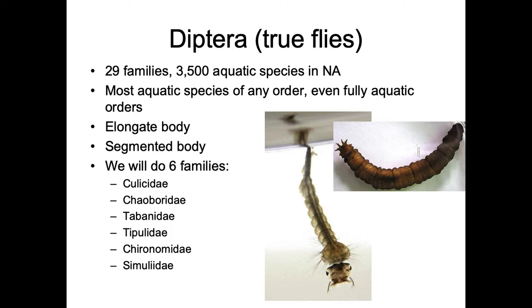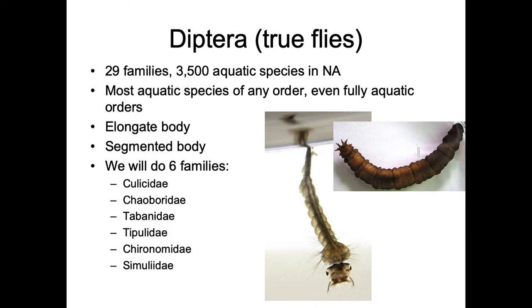So Diptera, if you remember, has the most aquatic species of any order, 3,500 species just in North America. So that's a crazy number. So these are really, really important if you're going to be studying aquatic insects because they're such an important part of so many aquatic ecosystems.